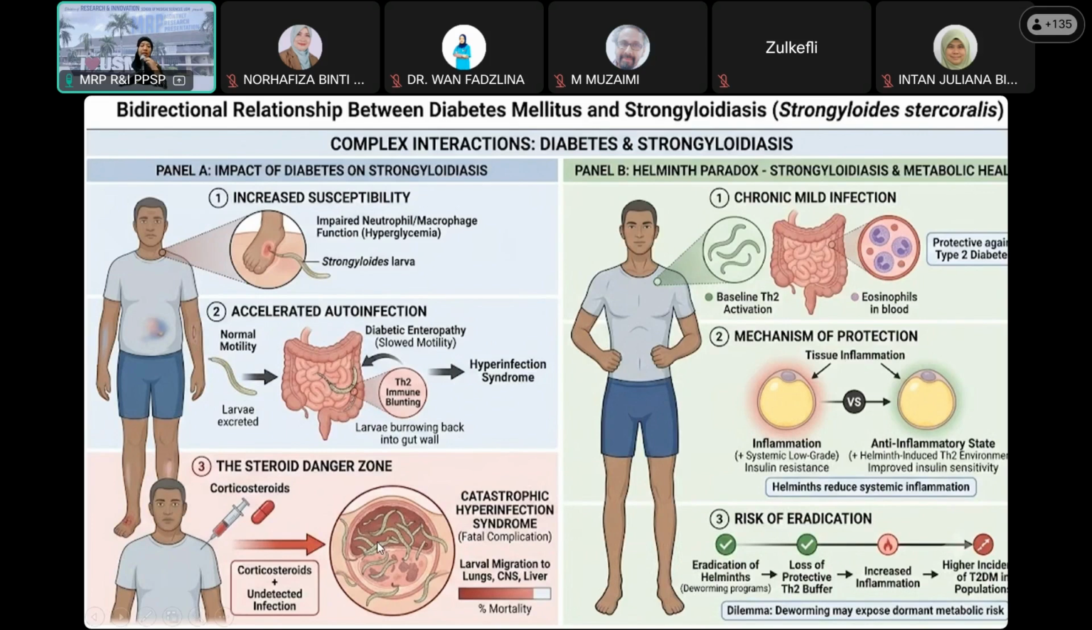And the third point is that if a diabetic patient, for example, you got diabetes and suddenly you got cancer, or you got diabetes and suddenly you got SLE, this patient will be subjected to corticosteroid treatment. So what happened? Corticosteroid treatment in the presence of undetected infection will cause hyperinfection syndrome. And if the patient is not fortunate, the patient will undergo disseminated infection, whereby this larva can go to the lung, CNS, and liver, and cause an increase in the mortality of the diabetic patient.